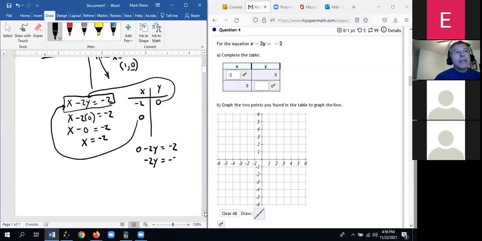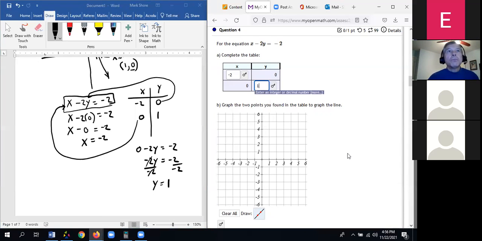Equals -2. Now we have to solve this, so we divide both sides by -2. That divides down to 1 right here. And in fact, so does the other side. -2 divided by -2 is 1. So I get the y-intercept to be 1, or the coordinate 0, 1.